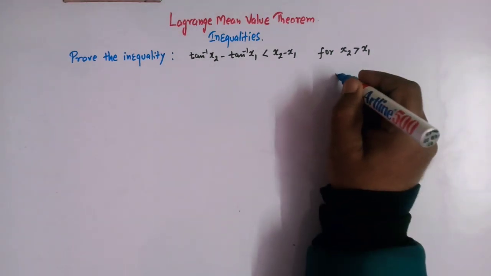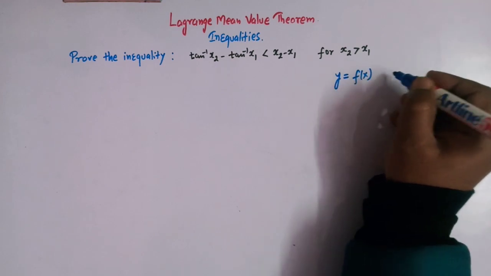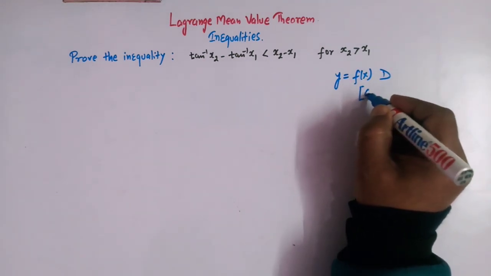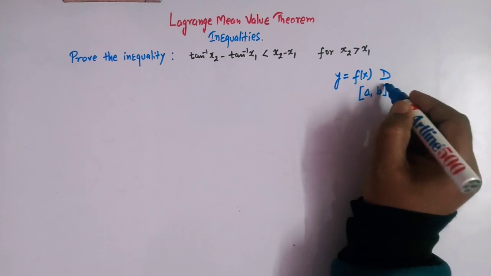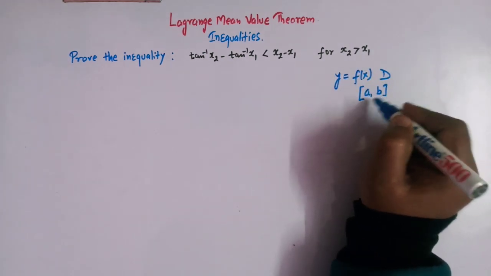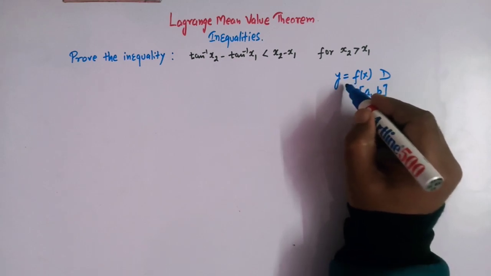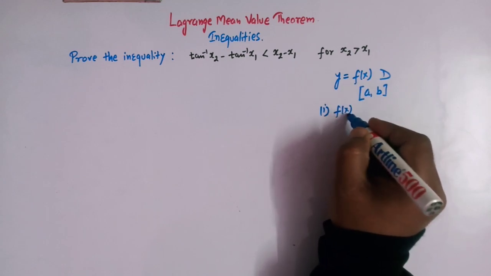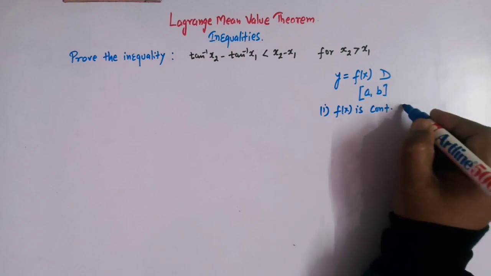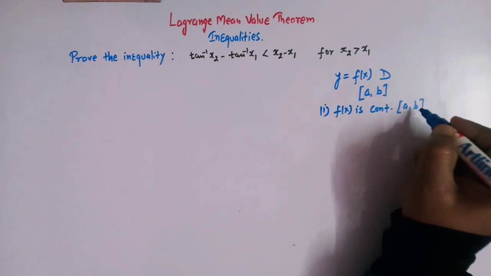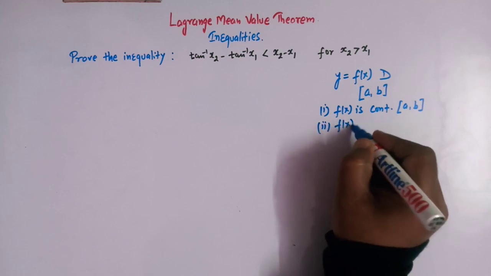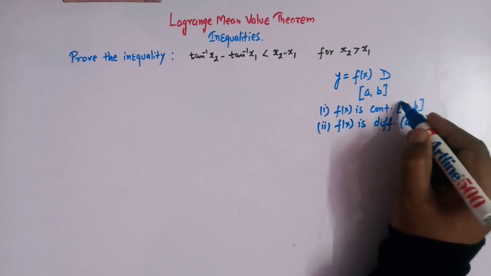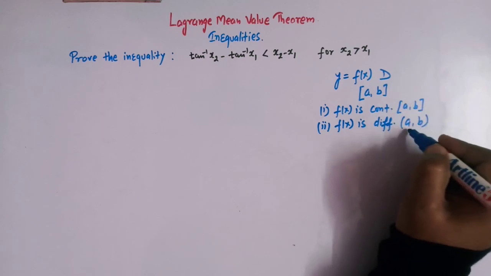We know that if we have a function, say y equal to f of x, which is defined in its domain D, and if we take the interval a comma b, and this function satisfies these two conditions, that is f of x is continuous in the interval a comma b, and f of x is differentiable in the interval a comma b. Here we have the closed interval, and here we have the open interval.